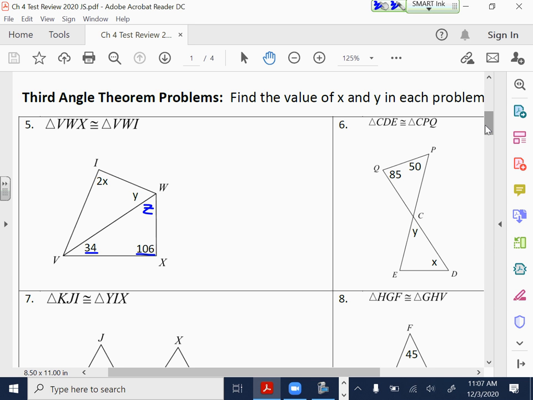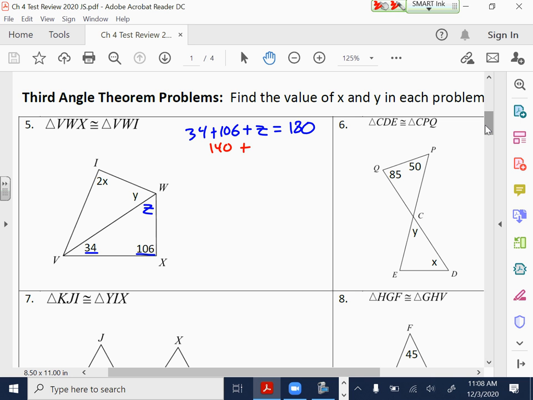So I set that up. 34 plus 106 plus Z is equal to 180, because I have to add up to be 180. I add 34 and 106 to get 140, sorry.